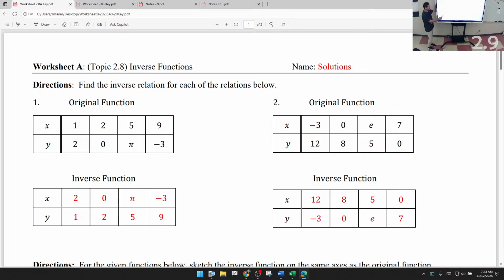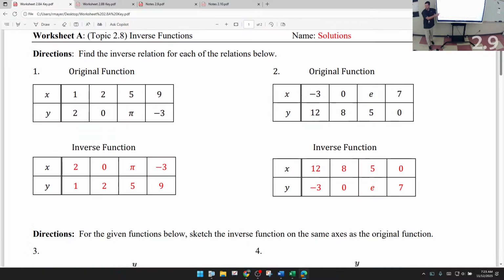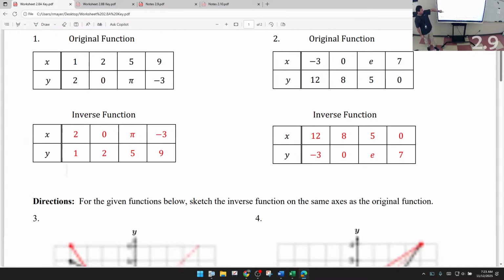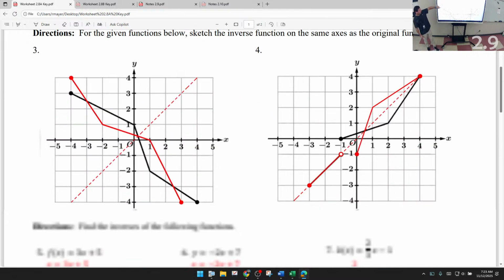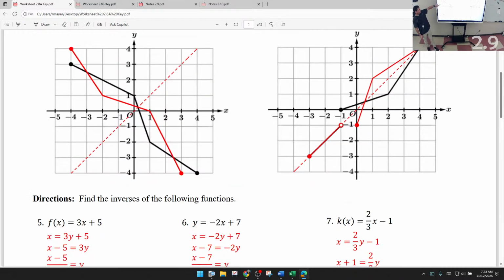2.7a. Does this look right? Just switch these two. I hope number one and number two are pretty easy because all you had to do is switch those. The graphs sometimes give me difficulty, but again, I just find points, switch those points, plot the switched points, and then connect them so it looks somewhat like an inverse.